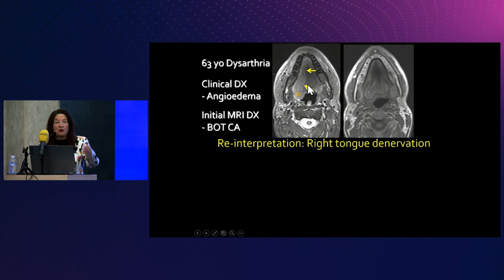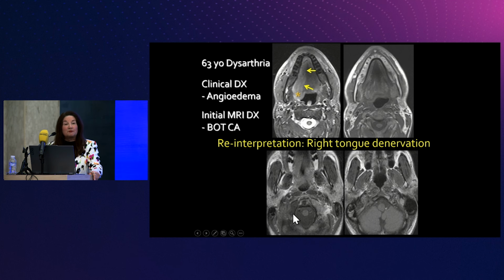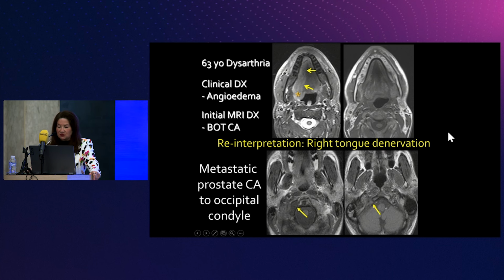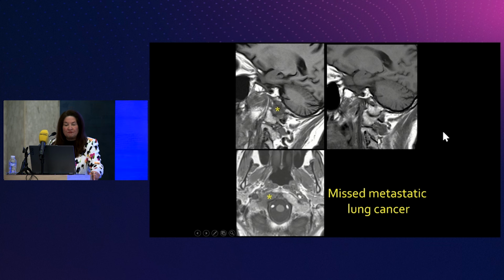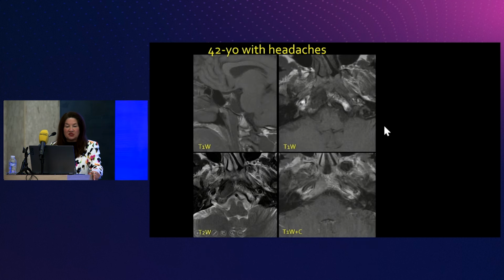You're not done. Oh, tongue denervation, you've got to find out why it's denervated. This was the perceptual error that was missed. Here's the other finding. You see the metastasis to the occipital condyle and perineural spread into the hypoglossal canal, causing the tongue paralysis. This was metastatic prostate cancer. Here's a missed occipital condyle metastasis, normal side for comparison.